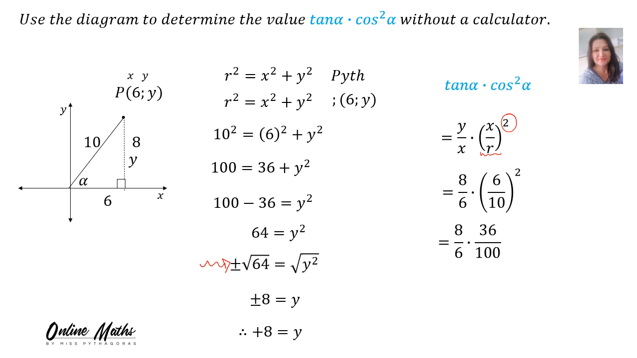And now I can say 6 goes into itself once, 6 goes into 36 6 times. And then what's left is 8 times 6 is 48 over 100.